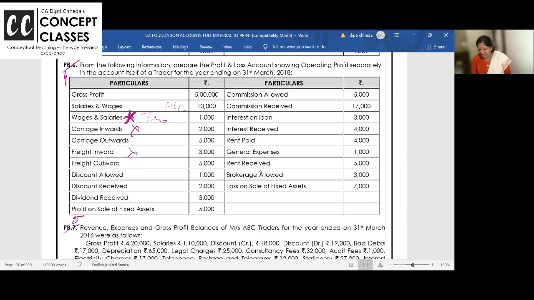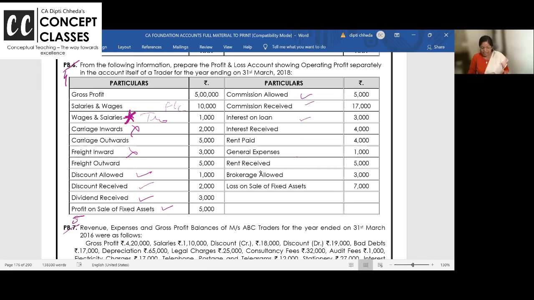All selling related and administrative expenses, the admin office, they maintain accounts and they sell, all those expenses will come. Discount allowed will come, discount received will come, dividend received, profit will come, commission allowed, received, interest on loan will come. Interest received is your income. Rent paid आएगा, general expenses, brokerage, all will come.